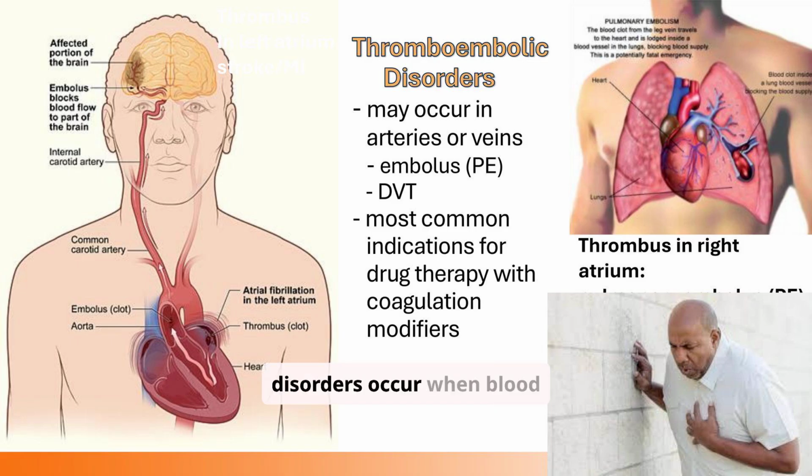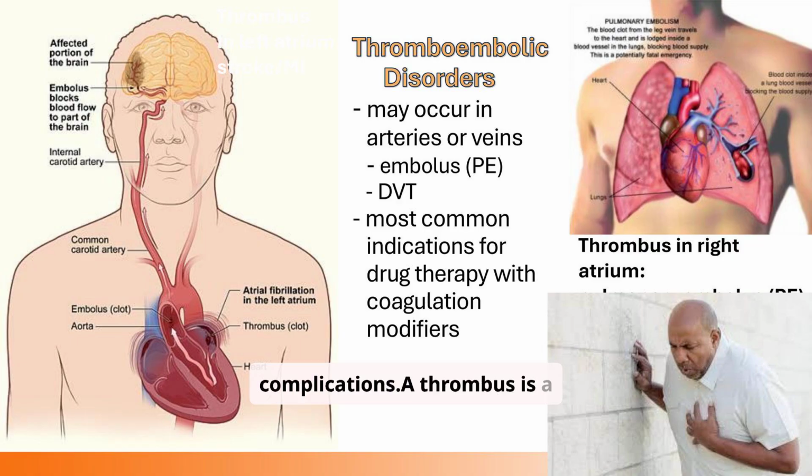Thromboembolic disorders occur when blood clots, either thrombi or emboli, obstruct blood flow. These clots can form in arteries or veins, leading to serious complications. Examples include pulmonary embolism, or PE, and deep vein thrombosis, or DVT. Drug therapy with coagulation modifiers is often necessary to manage these conditions and prevent further complications.